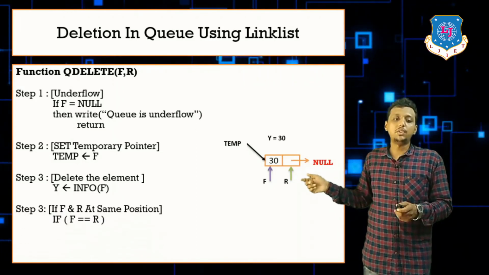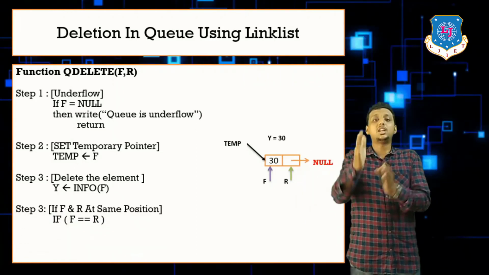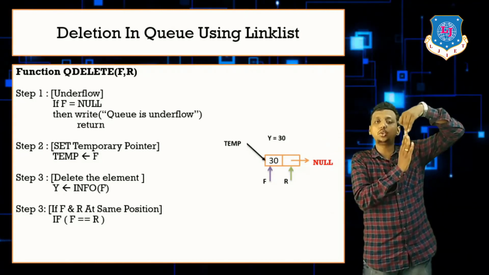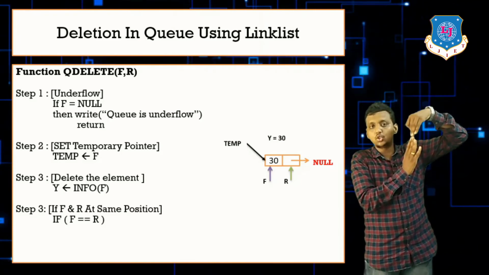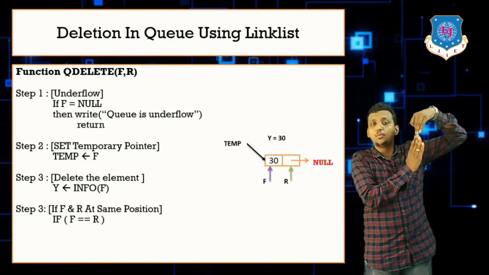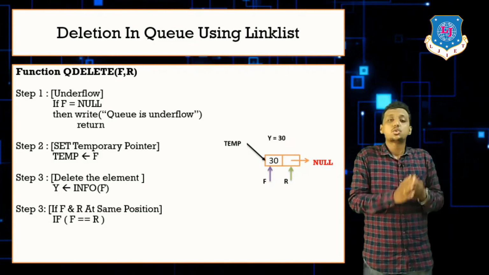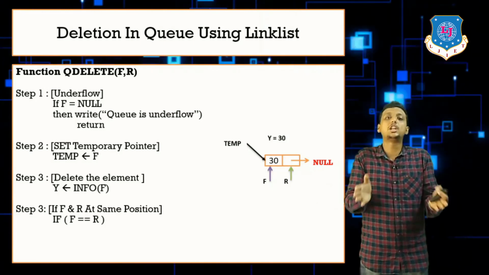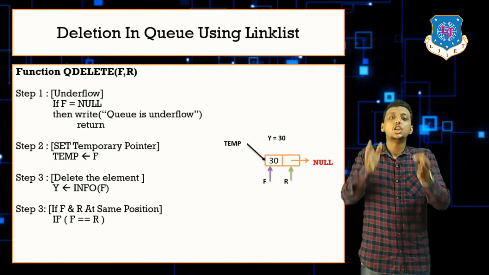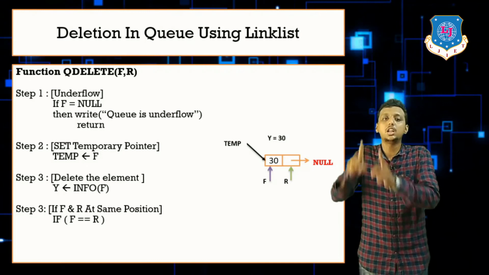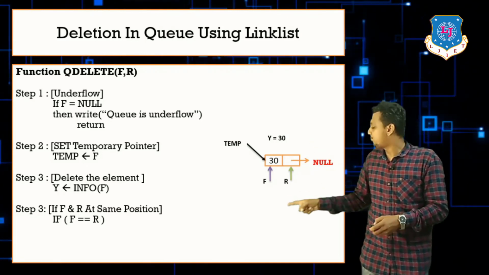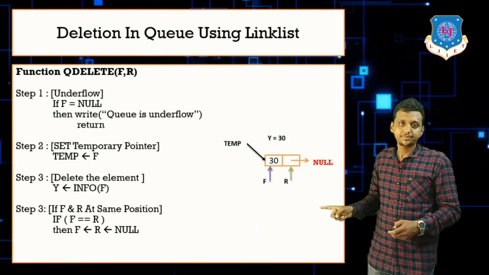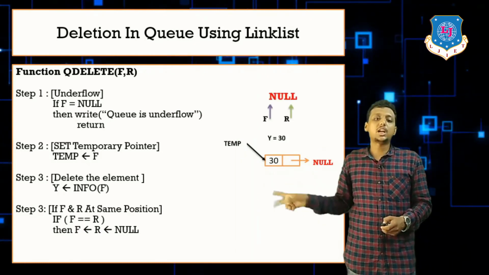Next, students, what we have to check is whether, during the deletion, my f and r are both pointing to the same position or not. Students, if your f and r are both pointing to the same position, then your queue becomes empty. And in this situation, you need to move your front and rear to null. So if f is equal to r, then I need to write f arrow r arrow null.